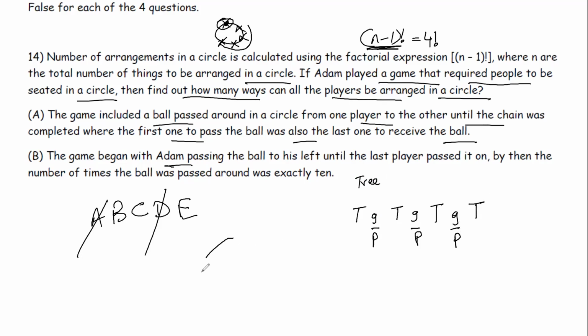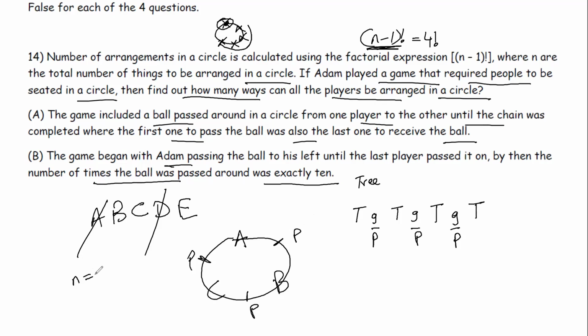Now, if you put something in a circle, like A, B, and C, the gaps, for three people, are three gaps. So consider that as passing. If the number of times the ball was passed was exactly 10, then we know there are 10 people. N is 10, so (n minus 1) factorial is 9 factorial. That will be the answer.